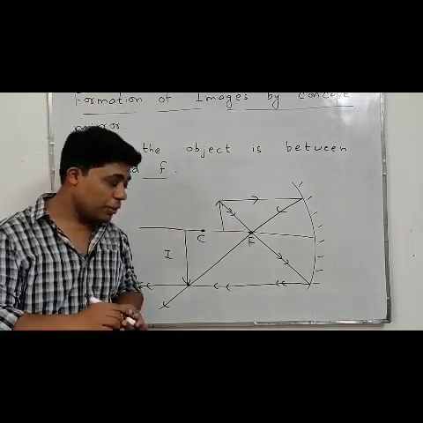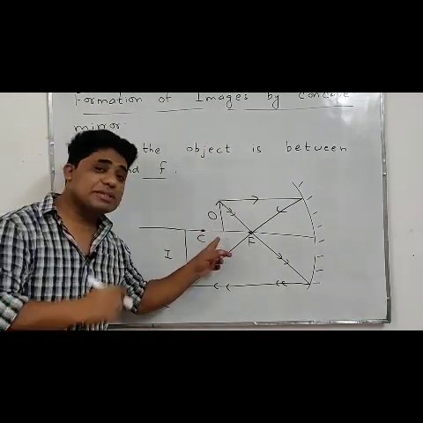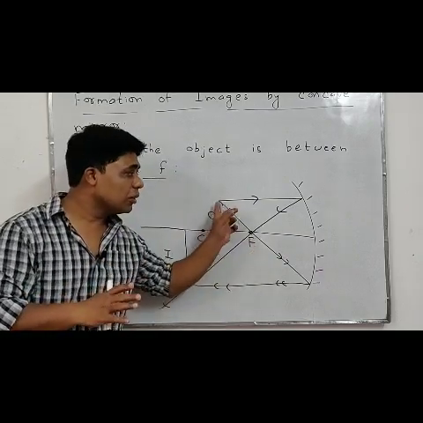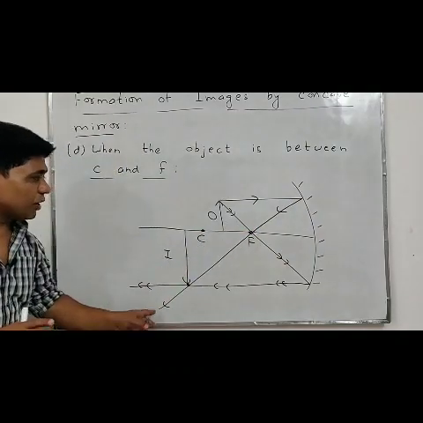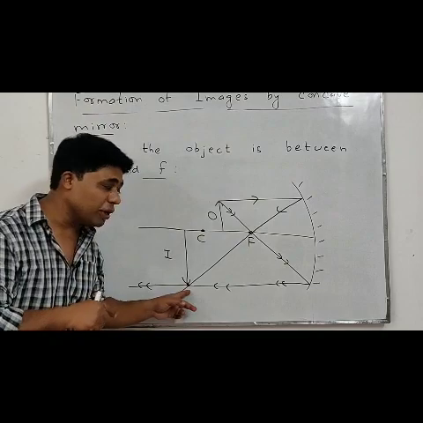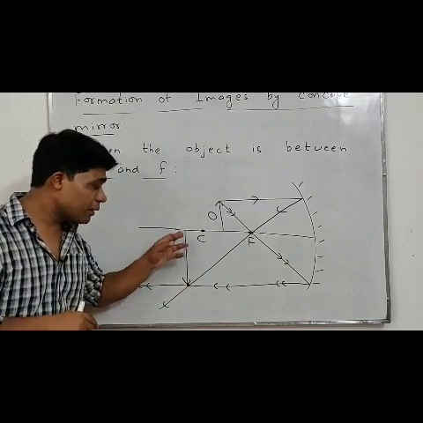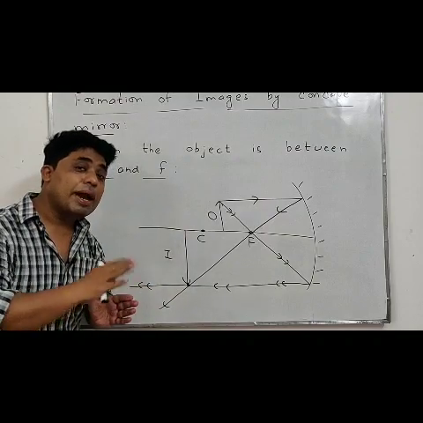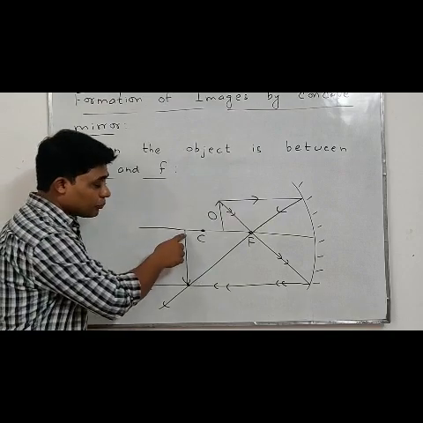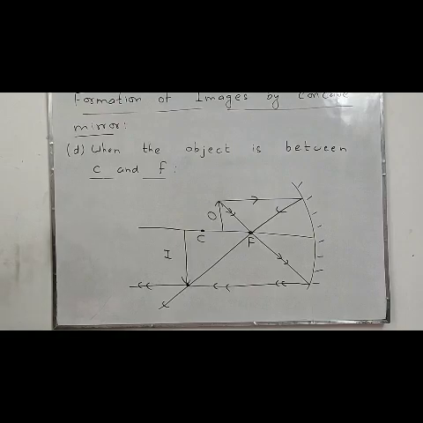Look at students, that is important. When the object O is placed between the center of curvature and the principal focus, in that condition, a light ray is incident, it gets reflected. Another ray is incident, it gets reflected. Both intersect at this point, and we will obtain the image beyond the center of curvature. It is real, inverted and bigger in size than the object. It means we will obtain a bigger image as compared to the object. Okay students?